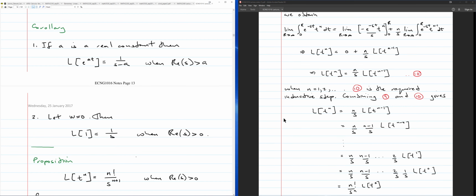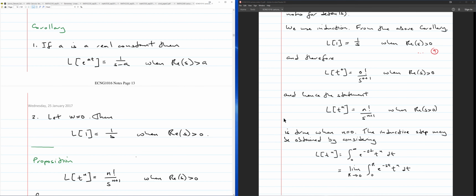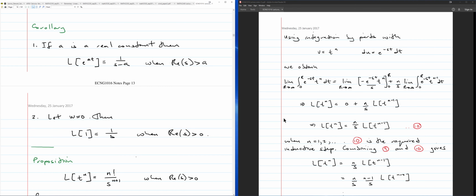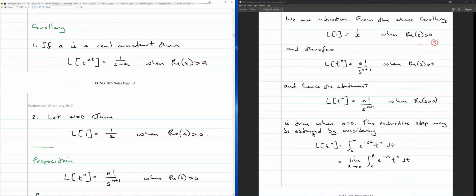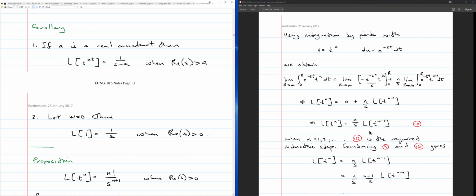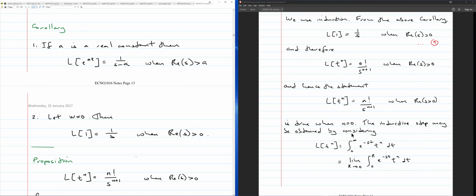Okay, so now what we want to do is show the induction step. The form of the induction step that I'm going to use is I want to show this here. Notice what this is doing is relating the case of Laplace of t to the n minus 1 to the case of Laplace of t to the n. And once I have this, I can use Laplace of t to the n minus 1 to get me the result for Laplace of t to the n. So how will I show this induction step?